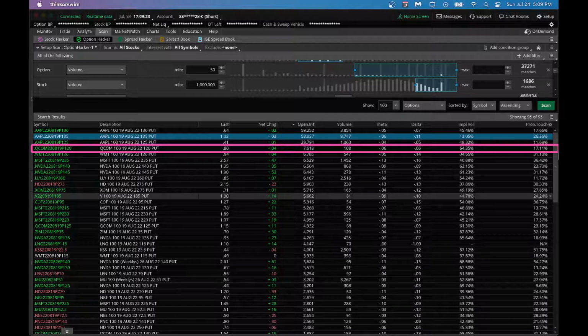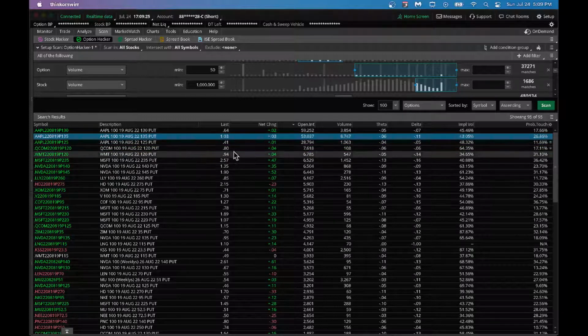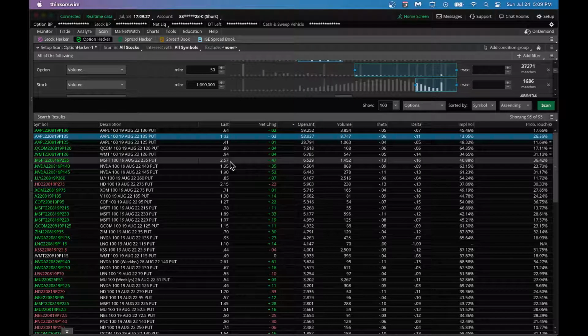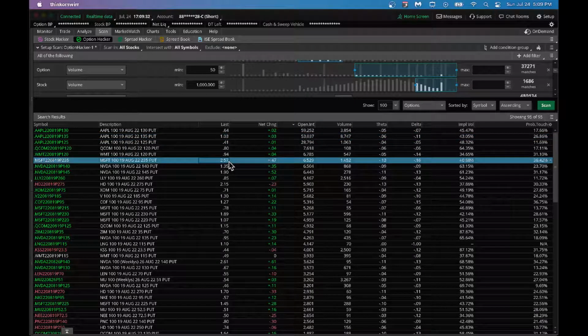And you could also see here we've got a few with nice, high, juicy premiums, like $2.57 for Microsoft here. Probability of touch is slightly high for me. I would rather stick to probability of touch below 30%. It's a little bit high for me.